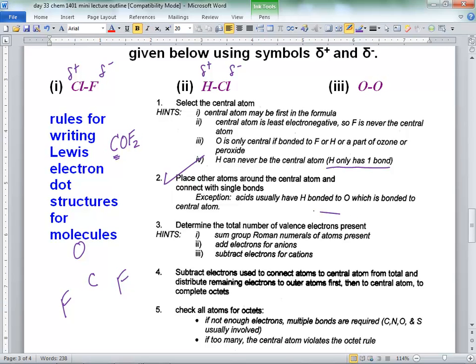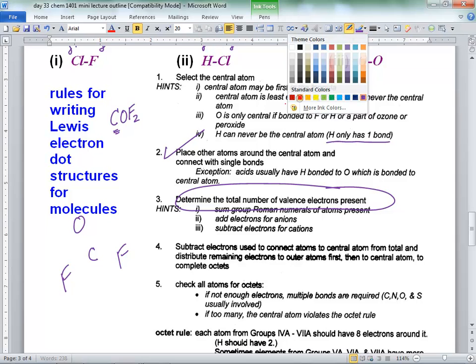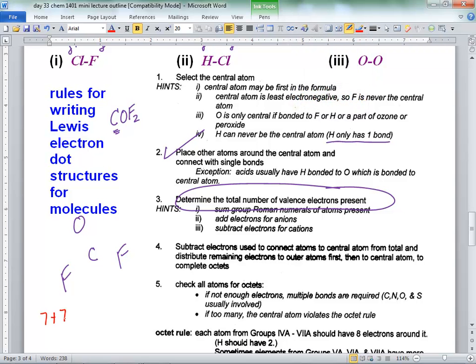Let's determine the total number of valence electrons, right? So each element in the molecule is donating all of its valence to the pot. So fluorine has 7. The other fluorine has 7. Carbon has, Monica, carbon has 4. And everybody, oxygen has 6. Now I got to do math. 14, 20, that's 24, right? That's 24. So I need 24 electrons on here.